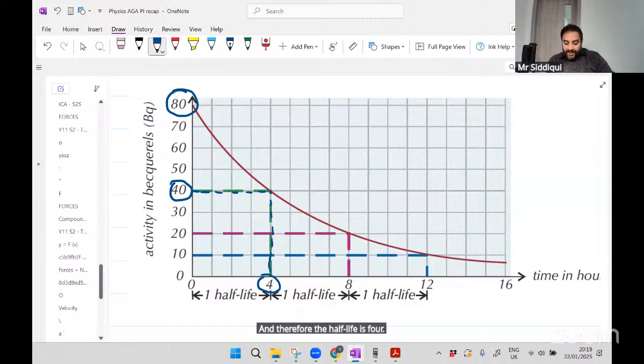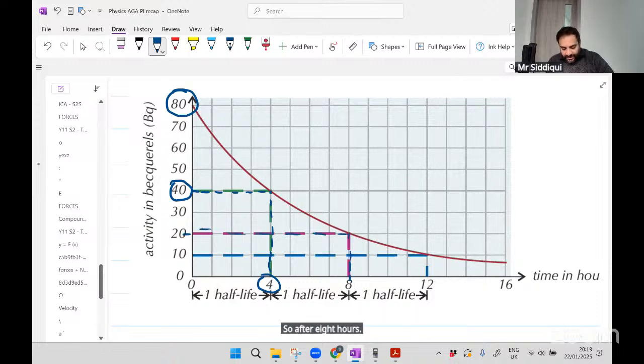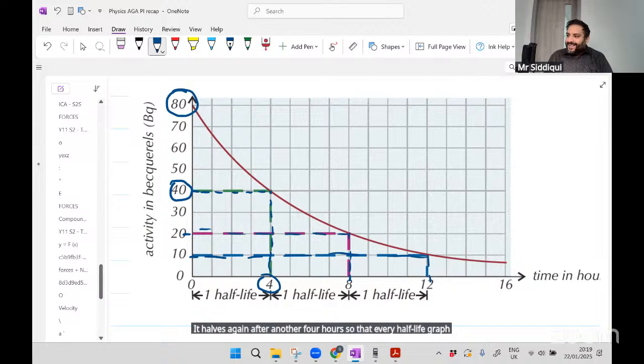And you can check it, because after another 4 hours, the activity should halve again to 20, right? So after 8 hours, you can see the activity is 20. It halves again after another 4 hours. So every half-life graph actually looks like this. It has to have this shape.